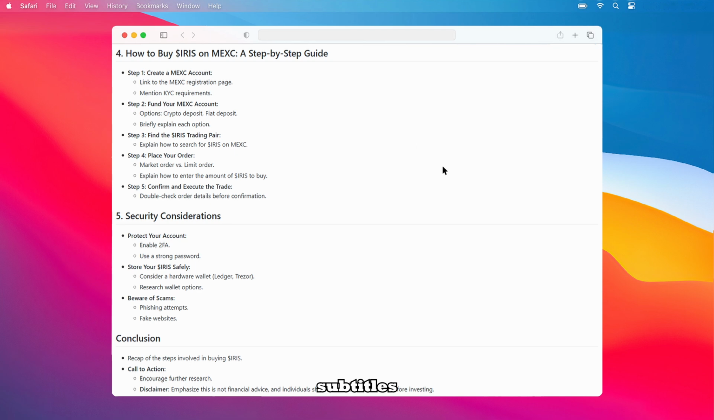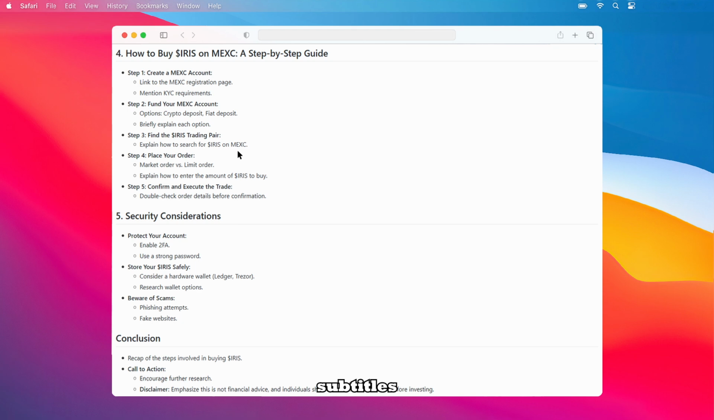Before investing, keep in mind some important security considerations. Always protect your account by enabling 2FA or two-factor authentication and using a strong password. Securely store your $IRS, perhaps using a hardware wallet like Ledger or Trezor, after researching available wallet options. Finally, be wary of scams, including phishing attempts and fake websites.